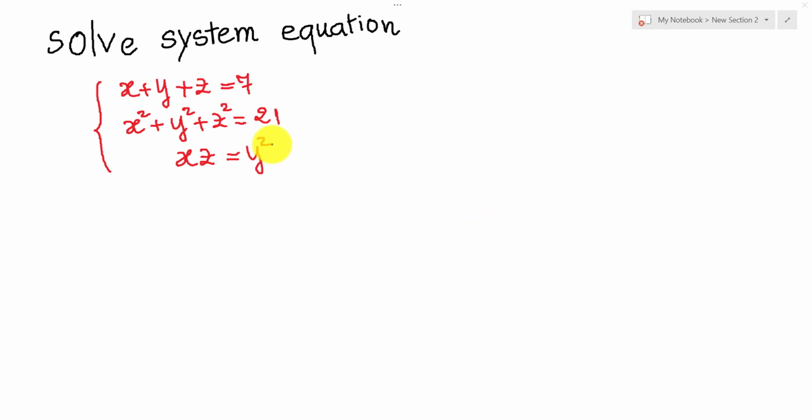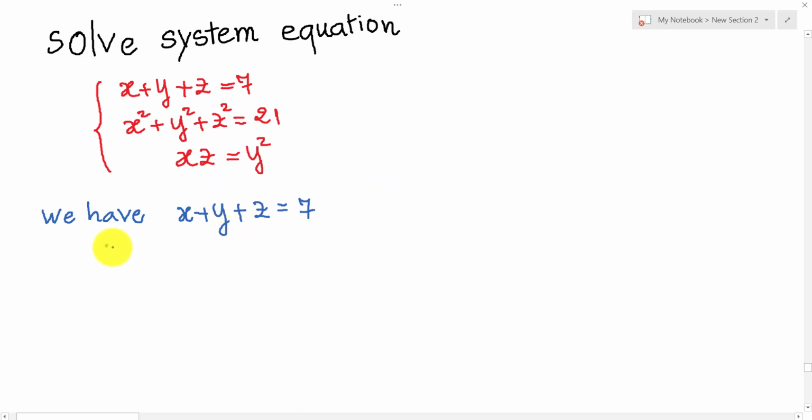And now we go to the solution together. First, we have x plus y plus z is equal to 7. Then I move y to the right hand side, so I get x plus z equals 7 minus y. And then I raise both sides to the square, so I get x plus z all squared equals 7 minus y all squared.